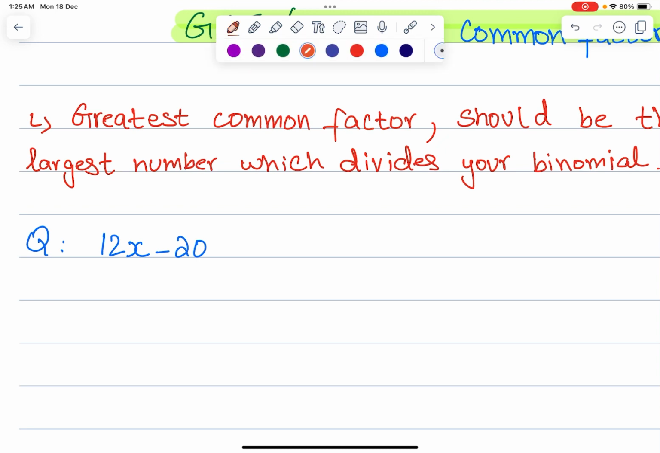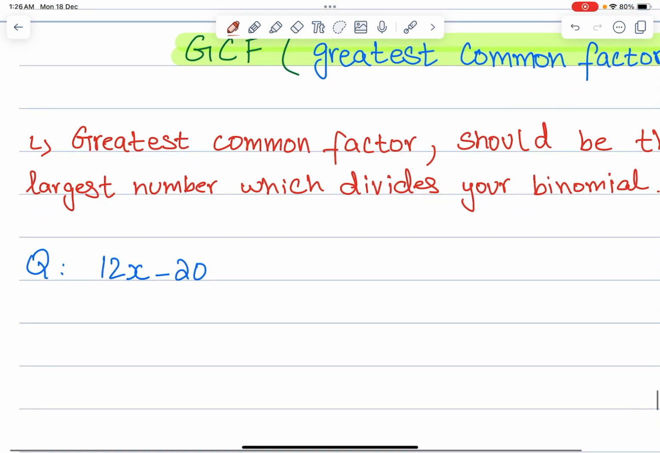Looking at 12x minus 20, the first thing which is going to come to your mind is that it can be divisible by 6. No, it cannot. Yes, 12x can be divisible by 6, but not negative 20. You need the largest possible number which can divide both of your terms, not just a single term. We need the greatest number which can divide both 12x as well as negative 20. For sure, it is going to be 4.